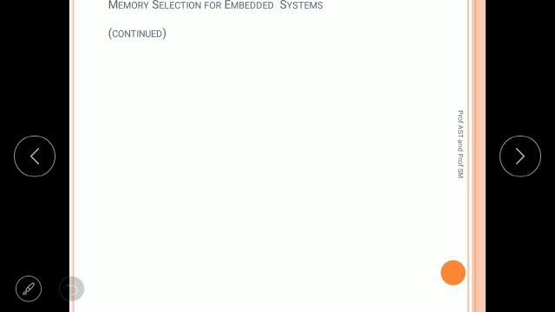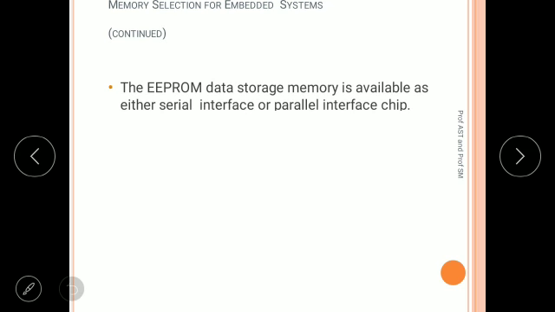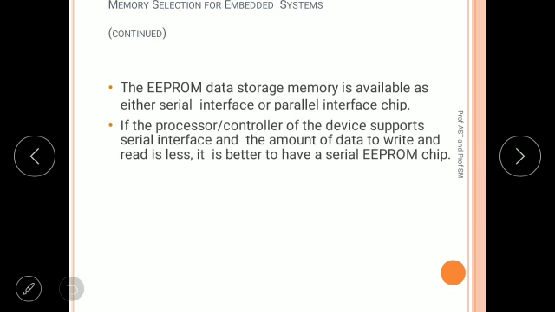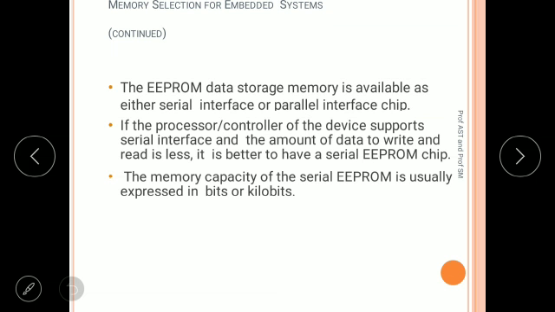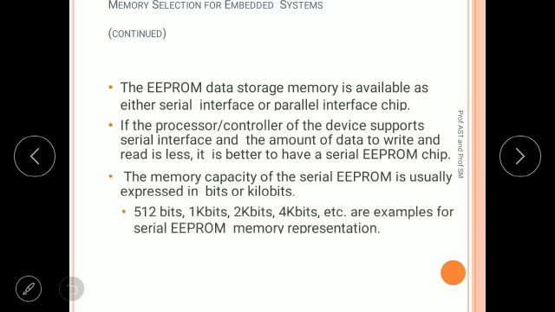Next, we'll see EEPROM. EEPROM data storage memory is available as either serial interface or parallel interface. If the processor or controller of the device supports serial interface and the amount of data to write and read is less, it is better to have a serial EEPROM chip. The memory capacity of the serial EEPROM is usually expressed in bits or kilobits. 512, 1K, 2K, 4K, etc. are examples of serial EEPROM memory representations.